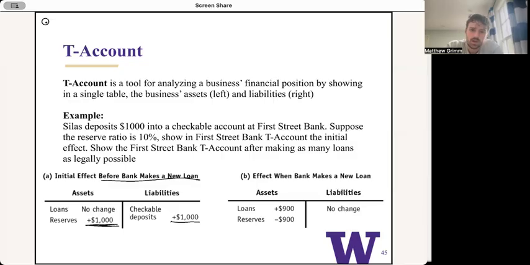Okay. Because we have this 10% reserve ratio, this means that out of the $1,000, I can take 1,000 times, I'll make this more official, 1 minus the reserve ratio, which gives me 900. So I can hand out loans that are worth 900, and I have my reserves that are negative 900 now.